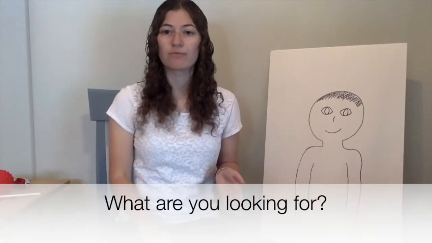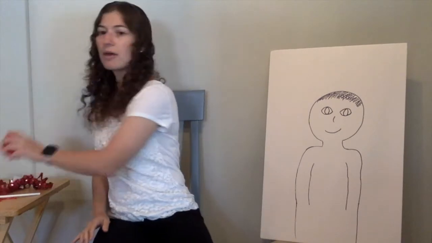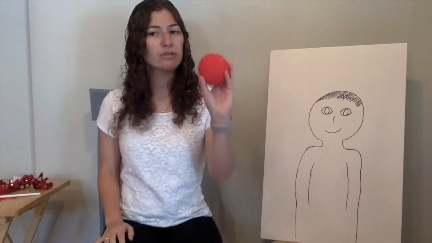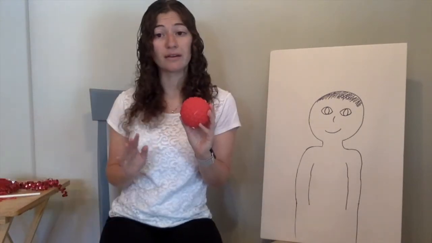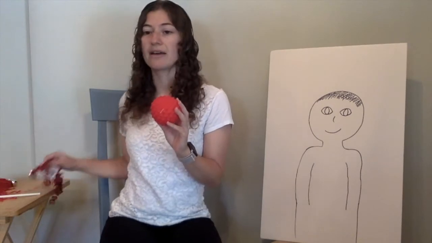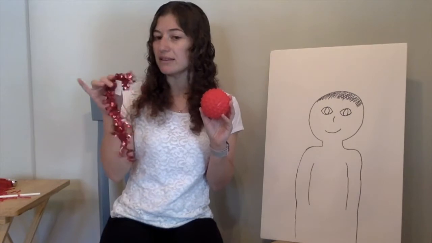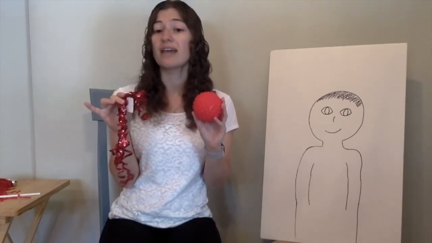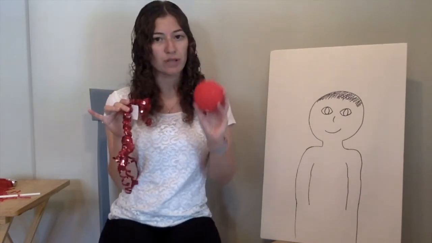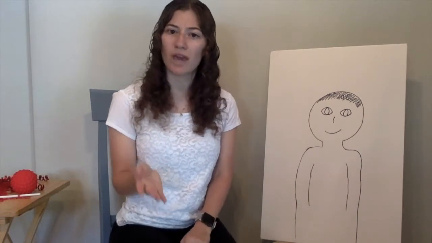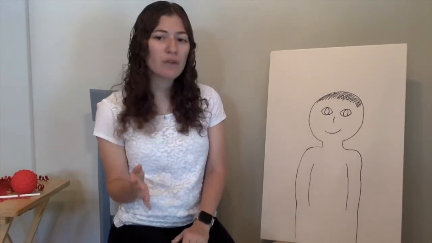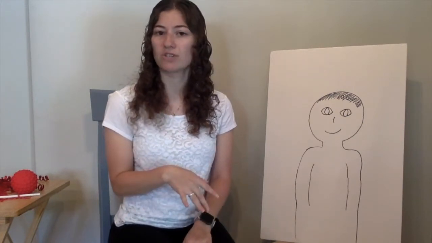Now, what are you looking for? Does the child maintain attention to the first object presented? Then, do they look at the second object that is presented? And after looking at the second object, does their gaze shift back to the first object? Does the child shift gaze right away? And if not, how long did it take the child to look at the other object?